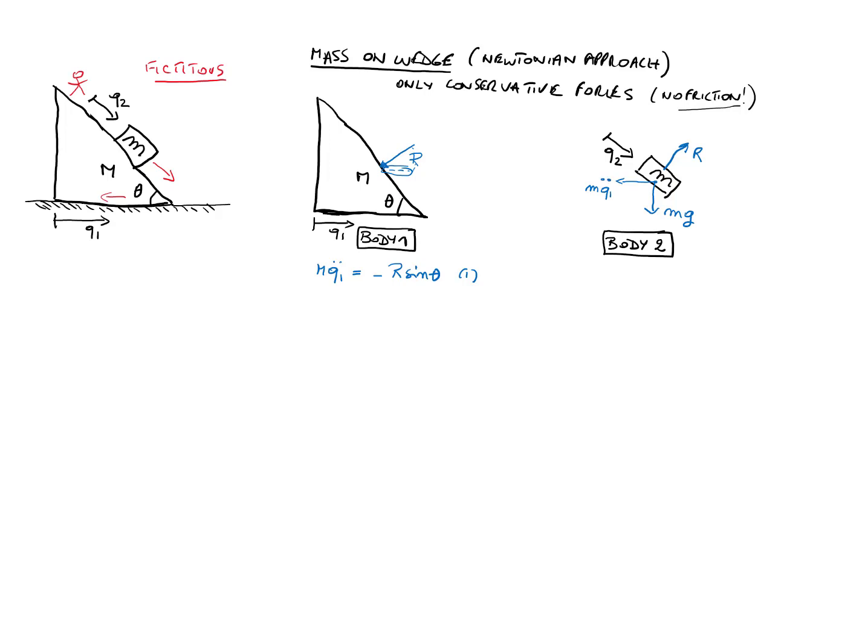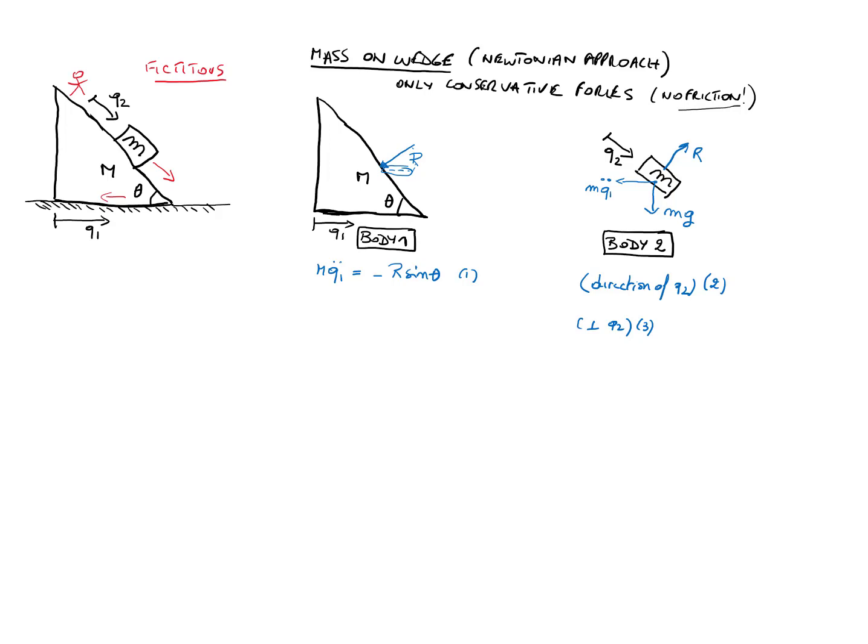Okay, so now we can write two equations. One equation in the direction of Q2, right? So that will be the second equation here. And then there will be an equation in the perpendicular direction, so perpendicular to Q2, and this will produce my third equation.